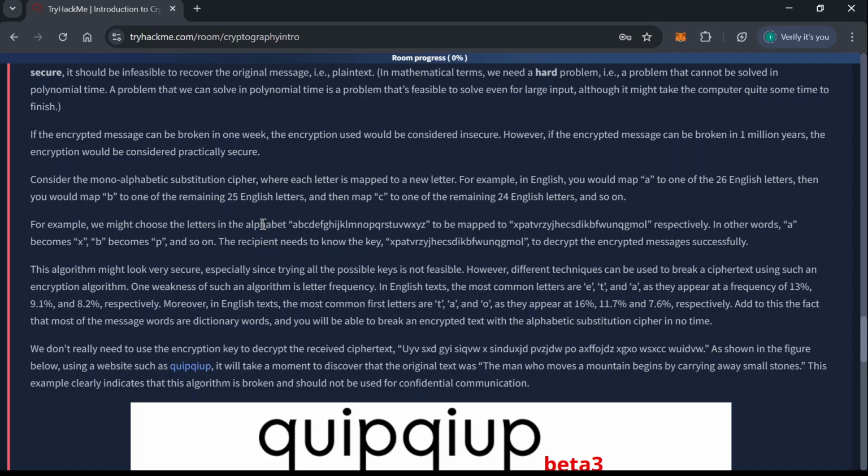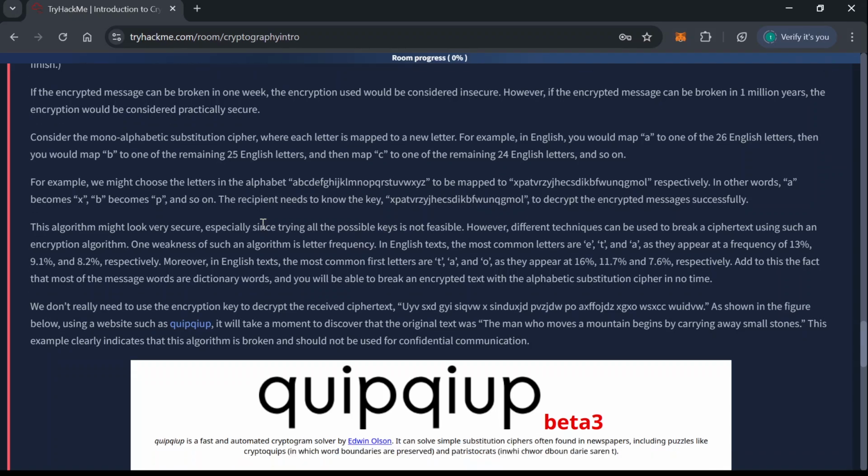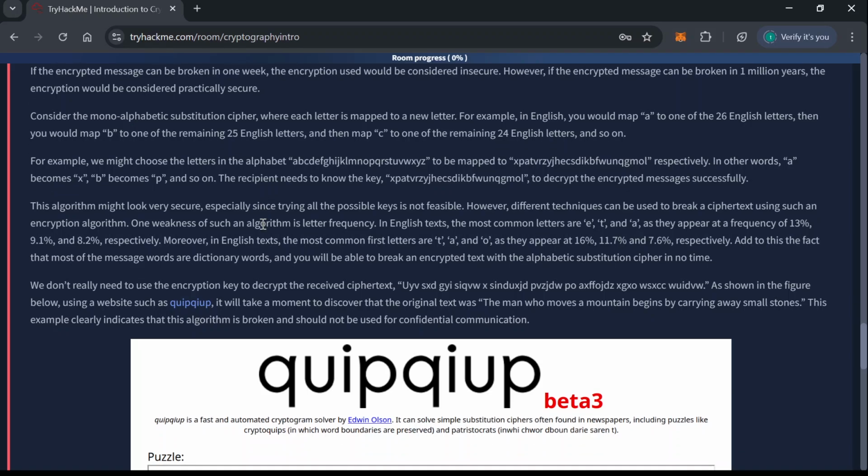This algorithm might look very secure, especially since trying all the possible keys is not feasible. However, different techniques can be used to break a cipher text using such an encryption algorithm. One weakness of such an algorithm is the letter frequency. Listen attentively. It's not hard, really, just pay attention. So, in English text, the most common letters are E, T, and A, as they appear at a frequency of 13%, 9.1%, and 8.2%, respectively.